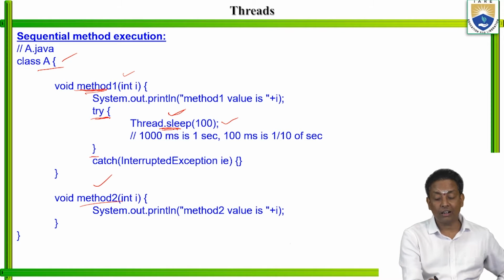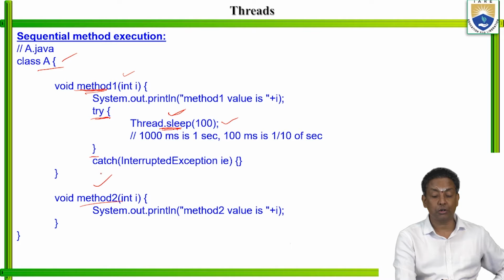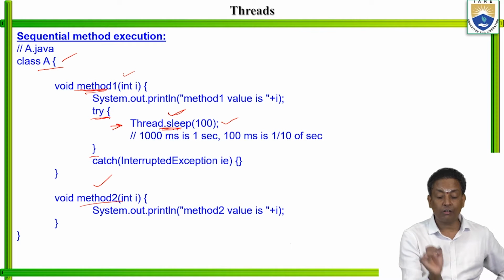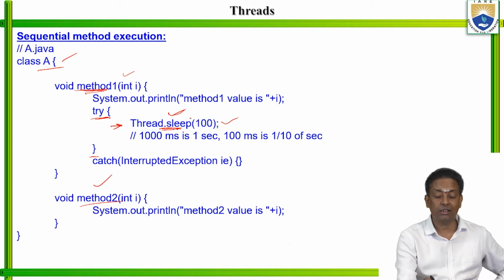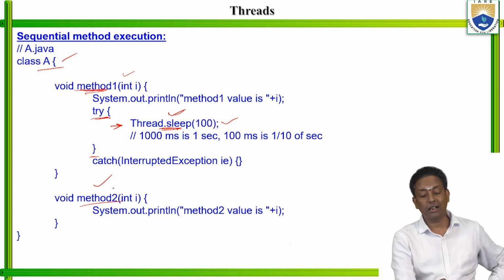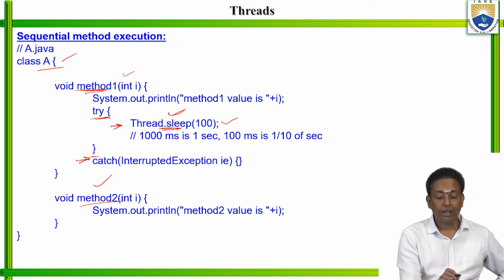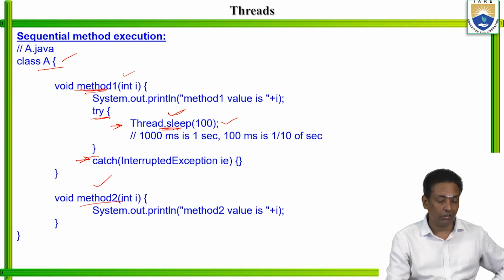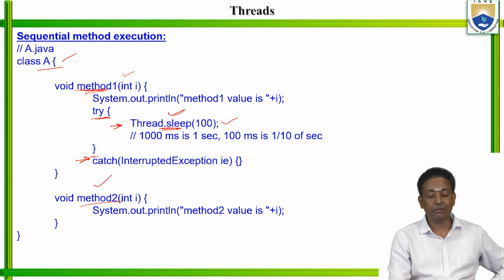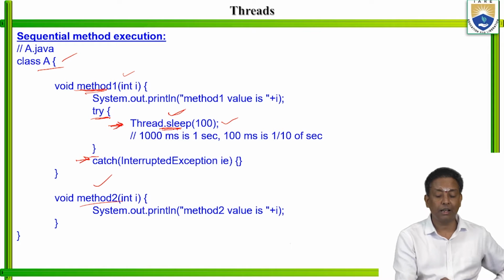Whenever you write Thread.sleep, because it is interrupting the method execution, a lot of Java developers feel that this is why we are handling InterruptedException. That is absolutely wrong. Because of this Thread.sleep, the method execution, or its corresponding thread execution, got delayed for 1/10 of a second. That is true. After that 100 milliseconds, the method execution or thread execution should continue, isn't it?